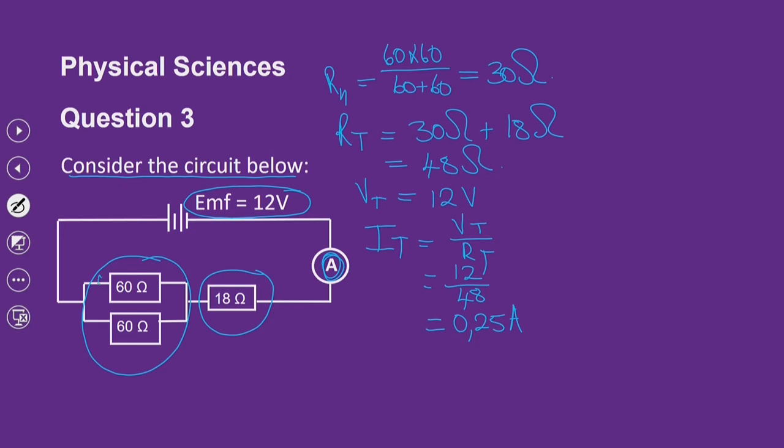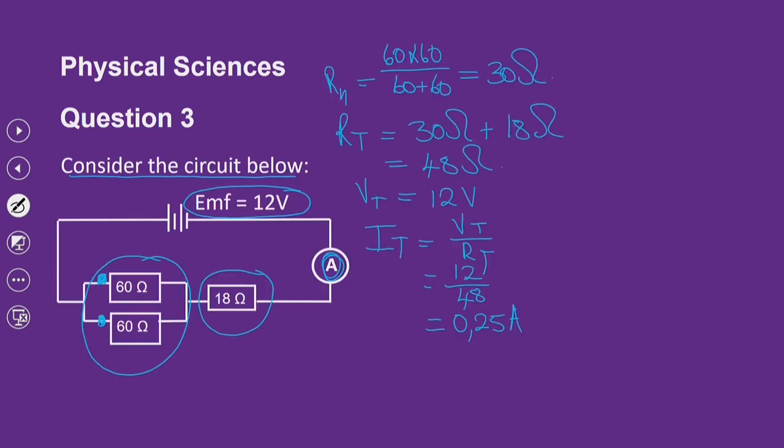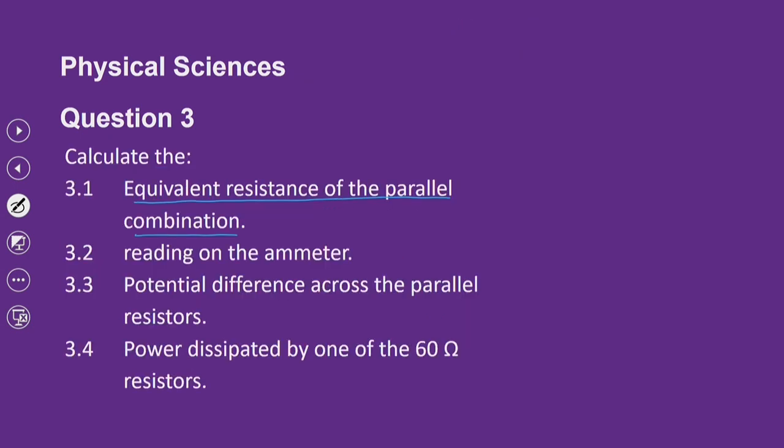Obviously, if we want the current in the different branches, it will be identical current. So we can simply divide this by 2, which will give me 0.125 ampere flowing in each of these branches. That is as much as we can calculate for this particular problem. Let's see what the questions were. The question is asking, calculate the equivalent resistance of the parallel combination. Let's just check on the screen. We've done that. Tick.